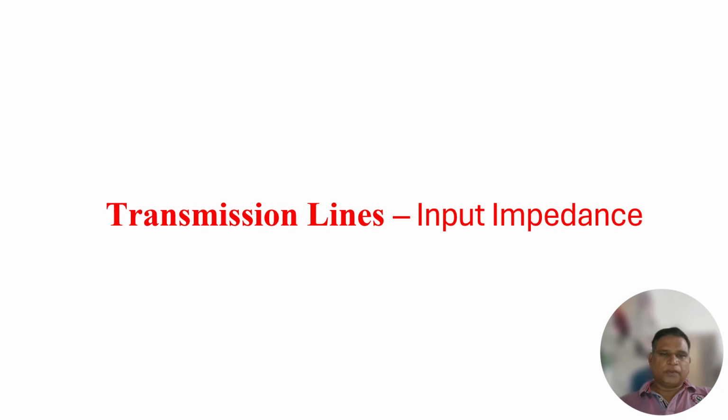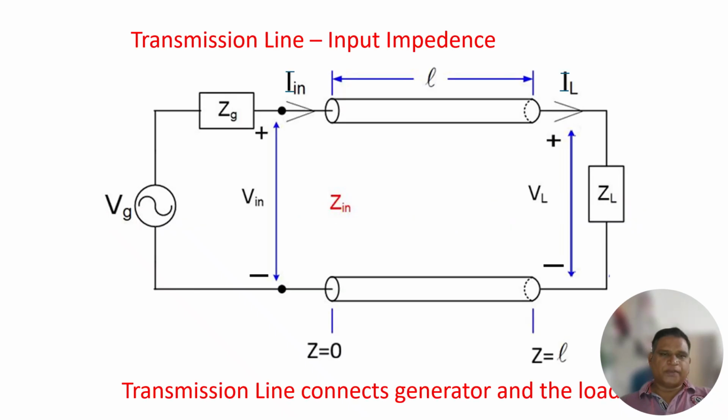Now, the transmission line's input impedance. Here, we will see the transmission line of length from z is equal to 0 to z is equal to L. Here Vg is the generator connected to the transmission line, and ZL is the load impedance. Here ZIN is the input impedance. ZIN is equal to VIN by IIN.